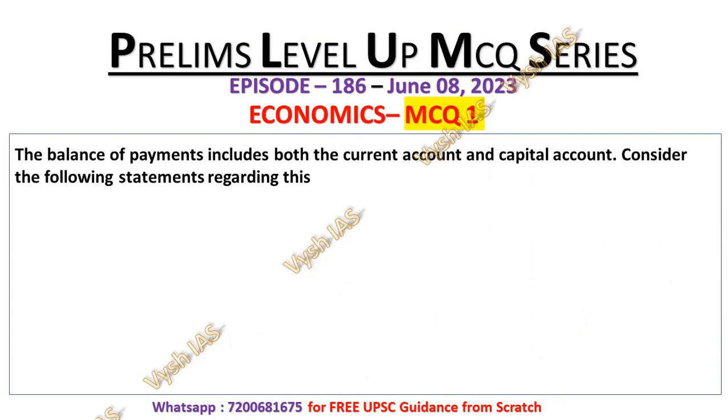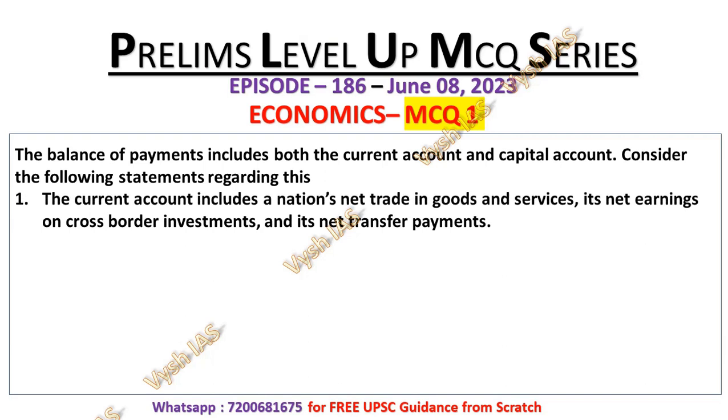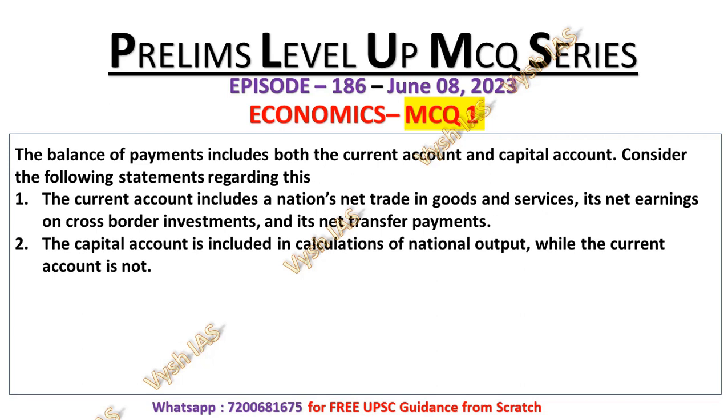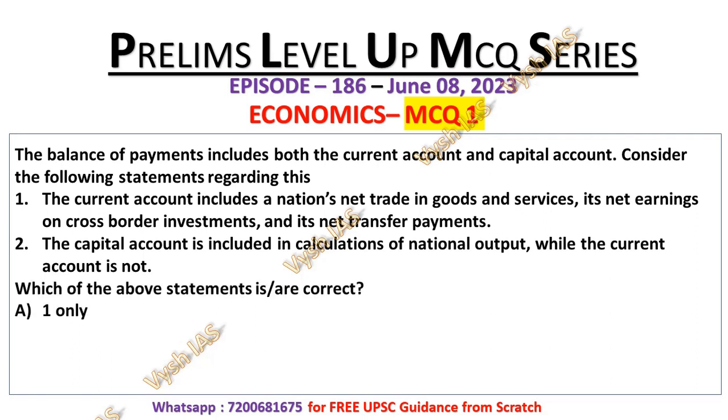So let's begin. Today's MCQ number 1. The balance of payment includes both current account and capital account. Consider the following statement regarding this. Statement 1. The current account includes a nation's net trade in goods and services, its net earning on cross-border investment, and its net transfer payment. Statement 2. Capital account is included in calculation of national output while current account is not.